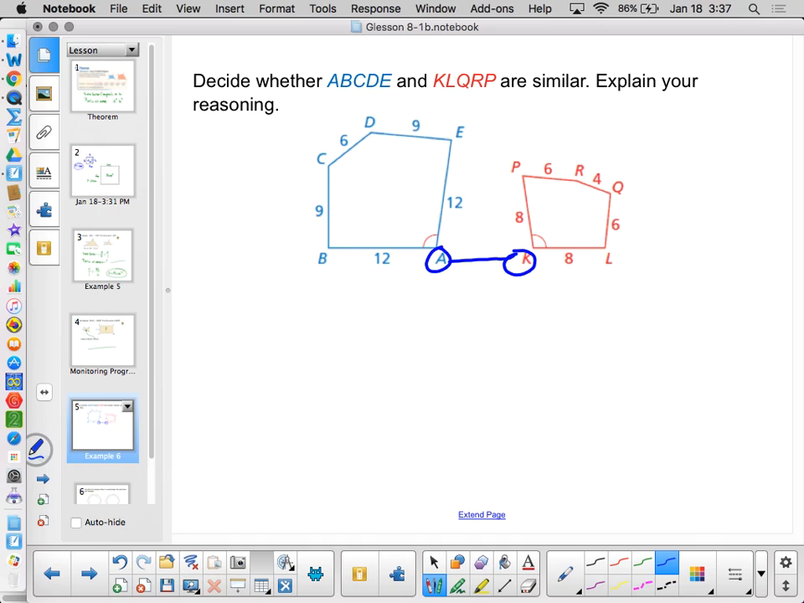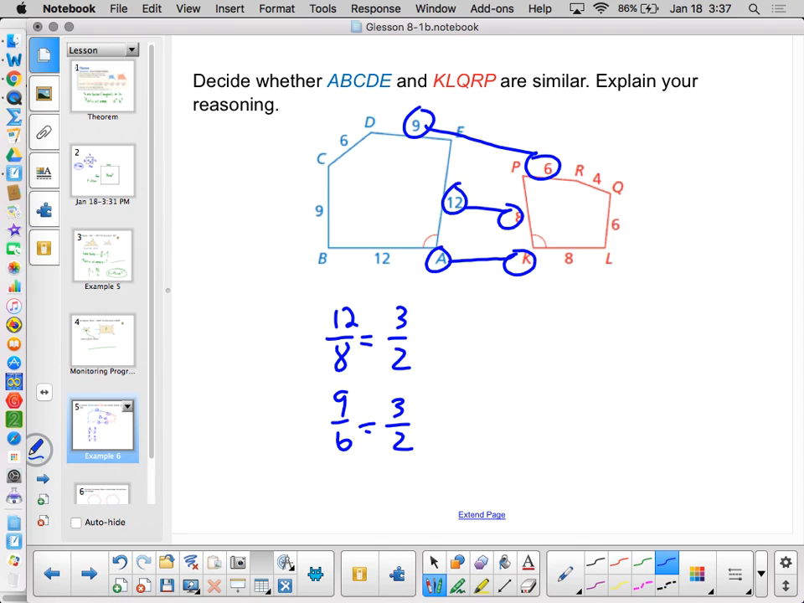Corresponding sides. The 12 either goes with this 8 or that 8. I'm not sure, but they're both 8s, so I'm pretty safe that way. So I'm going to go longer to shorter, 12 over 8, and reduce that fraction. 4 goes into both of that. That's 3 over 2. So this 12 going with that 8. Next, we'll go with this 9 and this 6, because those are the next ones going around. 9 over 6 reduces to 3 over 2. So far, so good.